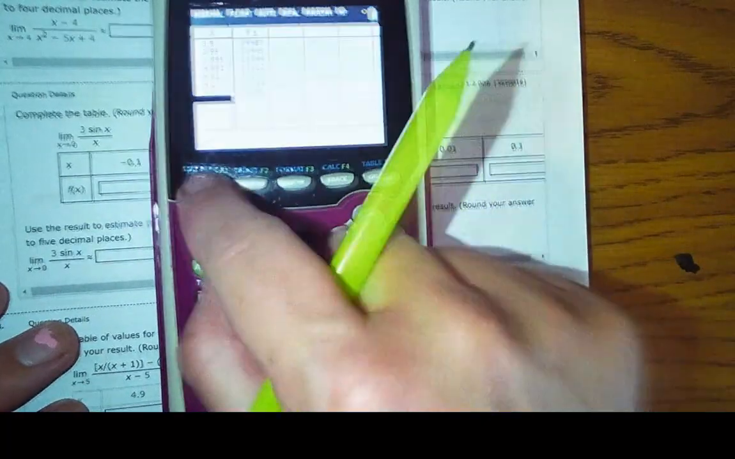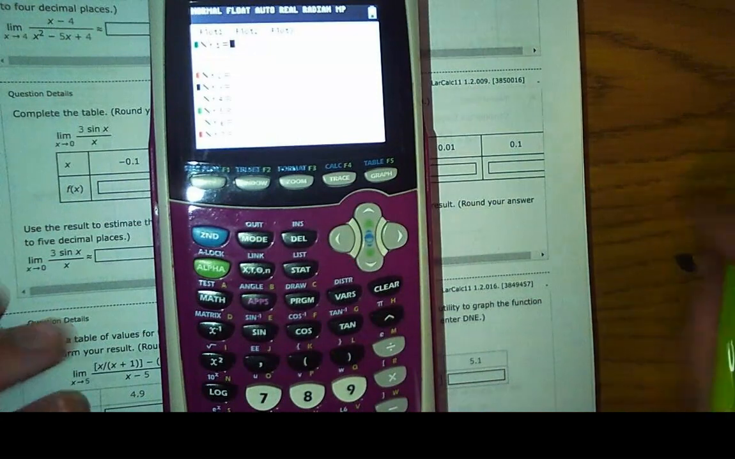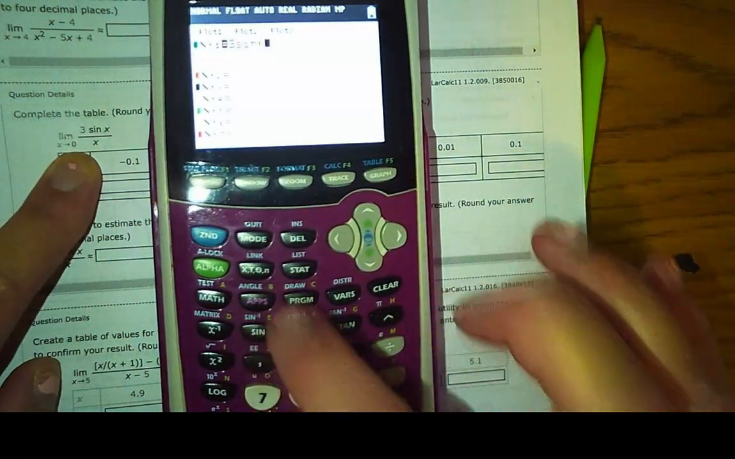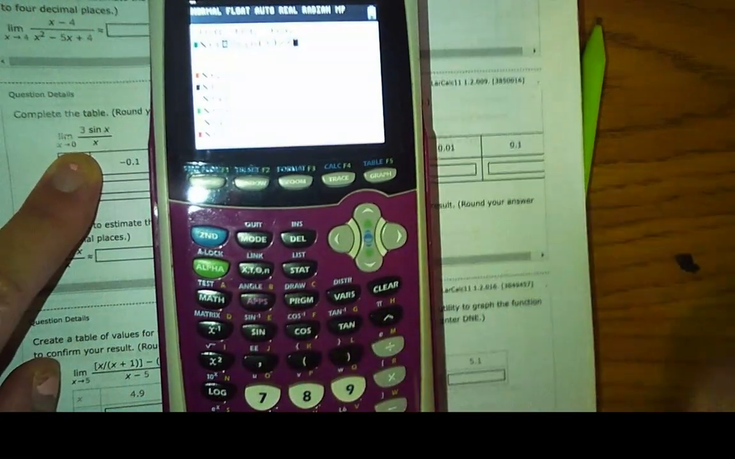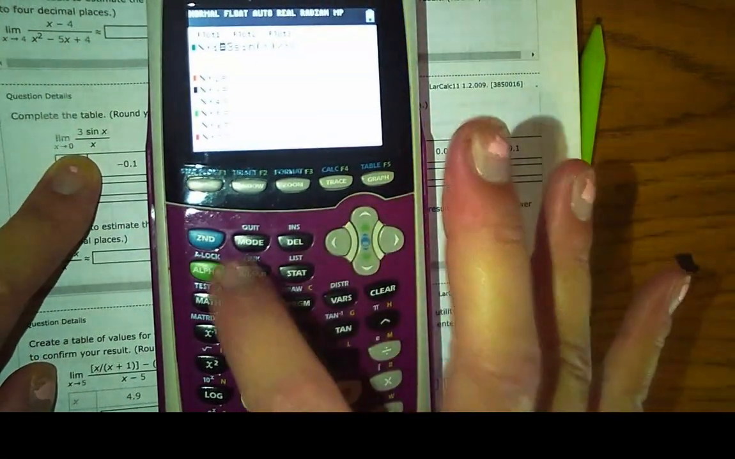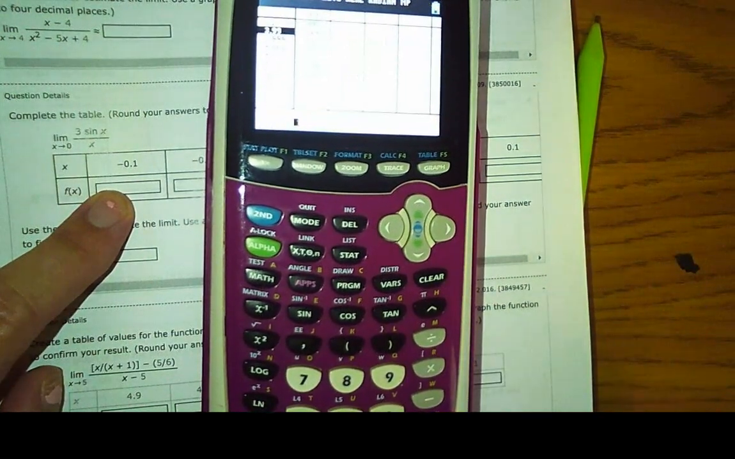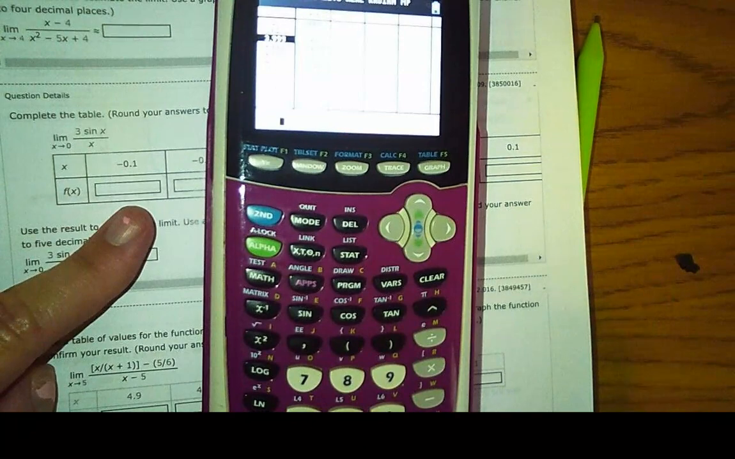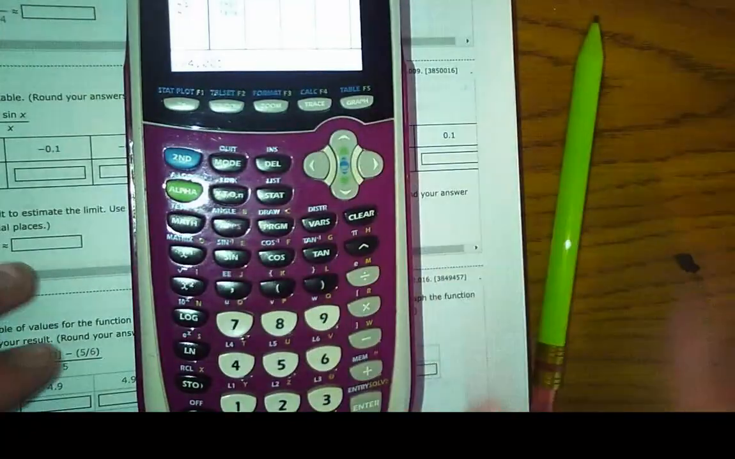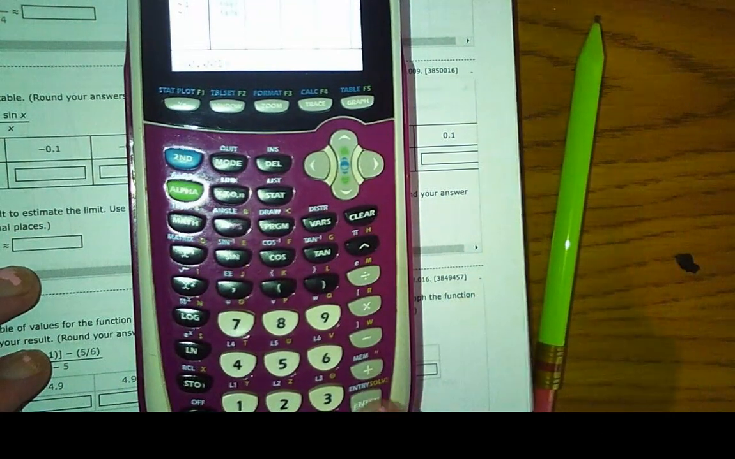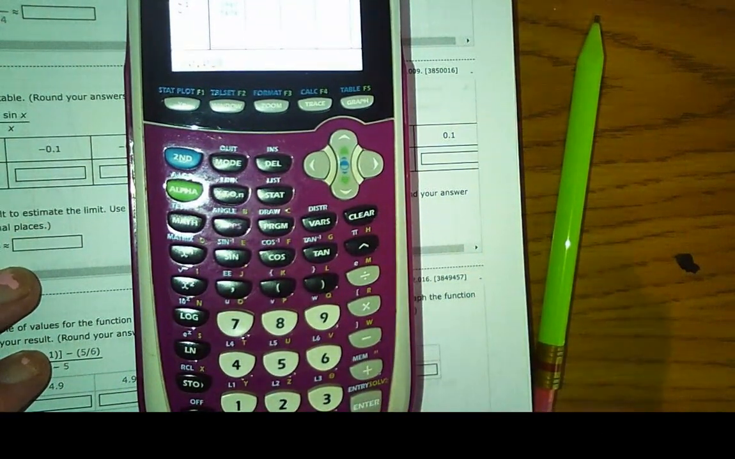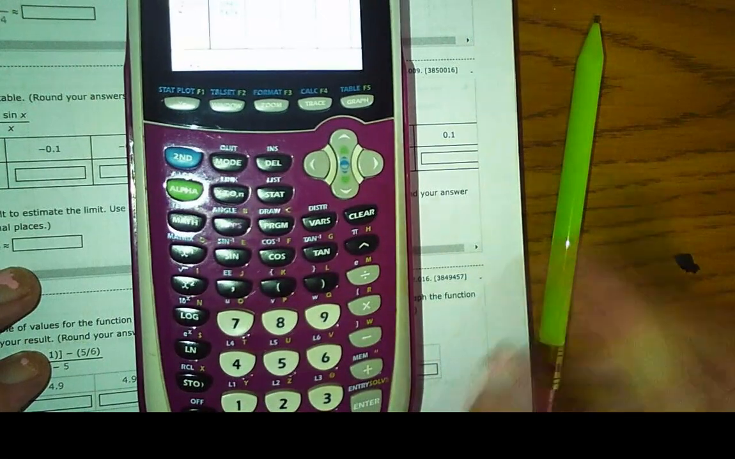All right, so what happens if I shove this stuff in here? Going back to my y equals, I'm going to clear this out, and I've got 3 times the sine of x over x. I didn't use the fraction this time, I just typed it in. And then go to your table, and I've got a negative 0.1, a negative 0.01, a negative 0.001, and then I hop on the other side, and I've got a positive 0.001, a positive 0.1, and a positive 1.